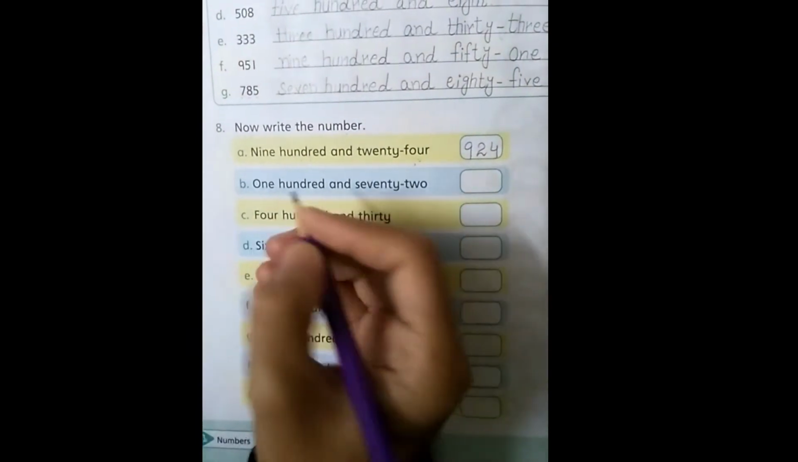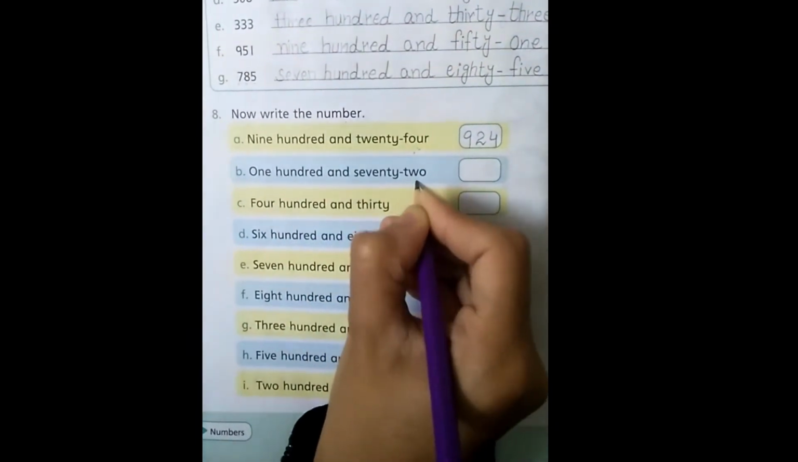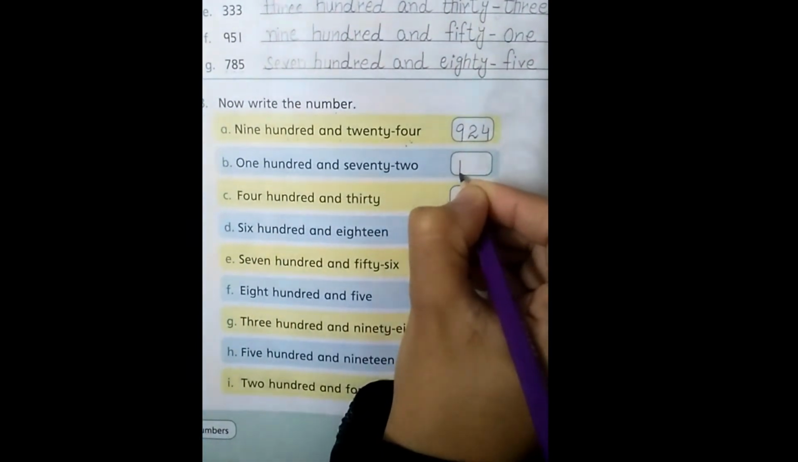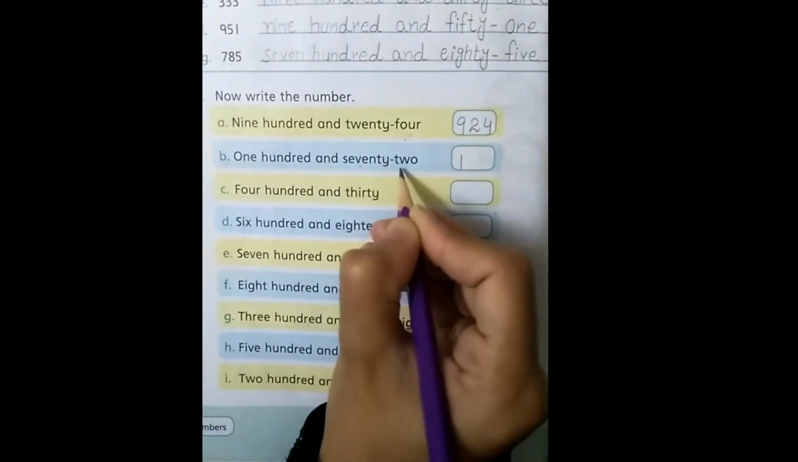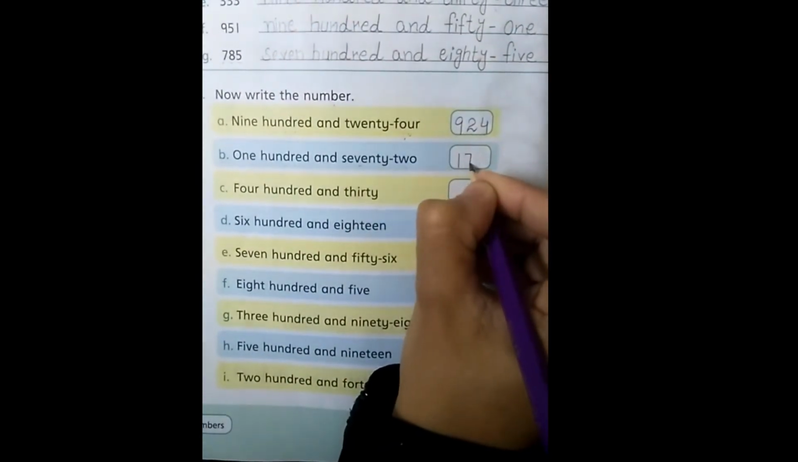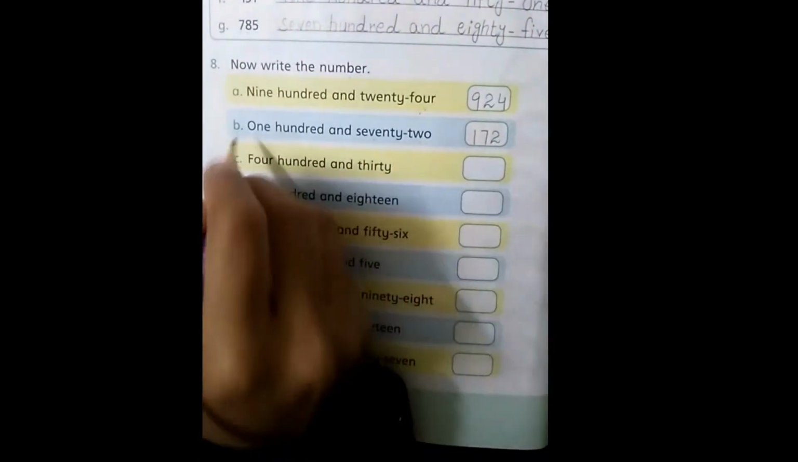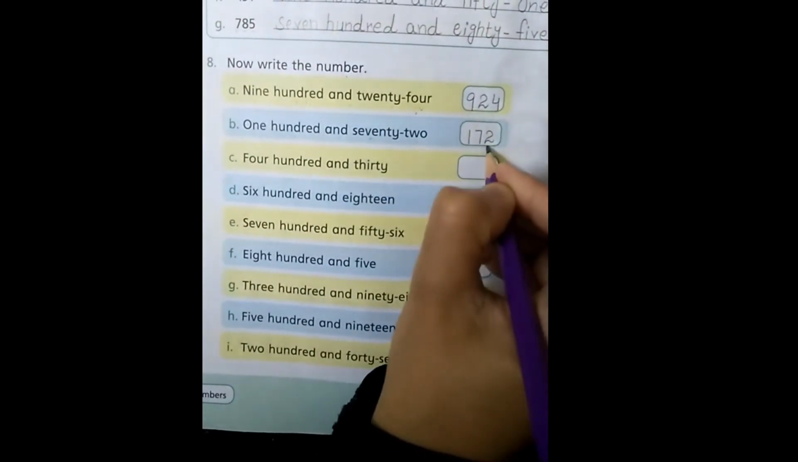Next B: 172. This is a number name and this is a number.